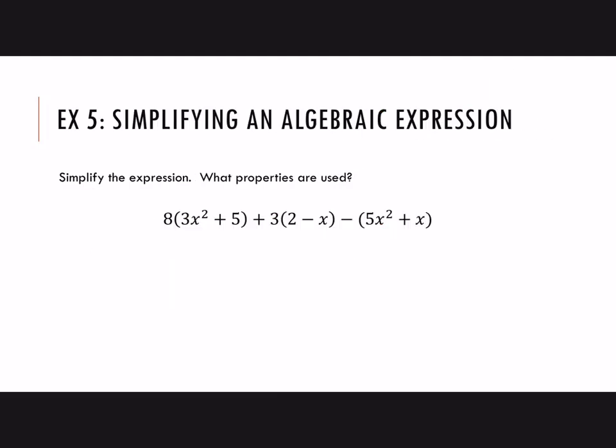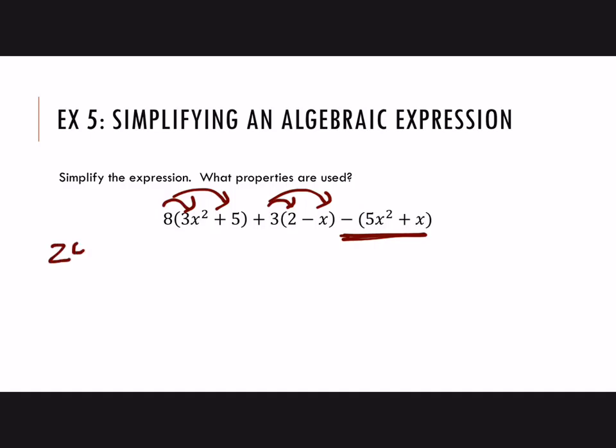All right, try this one. Notice the parentheses. So one thing we need to do before we can combine like terms is use the distributive property. Okay, so multiply 8 times each of these terms, 3 times each of these terms. And this is actually also the distributive property. Here I'm distributing a negative 1. Okay, so there's no number written, but distributing a negative sign or a negative 1.